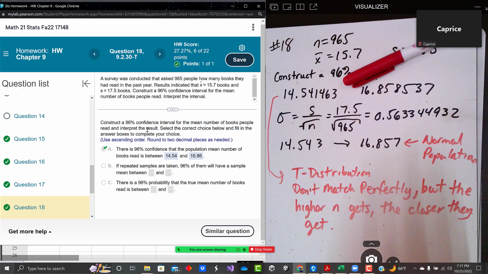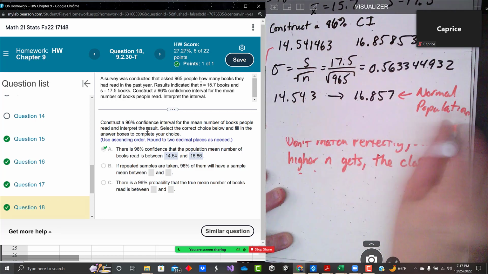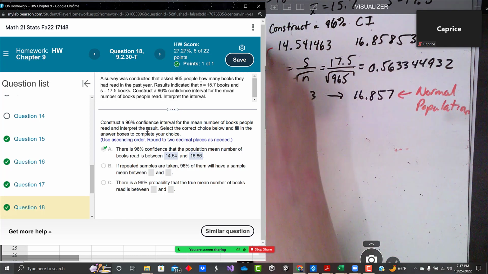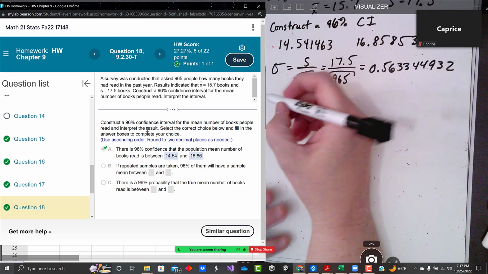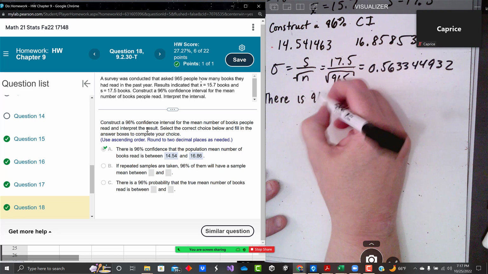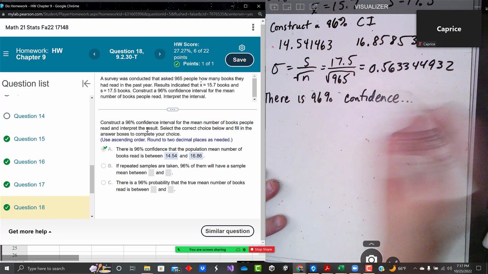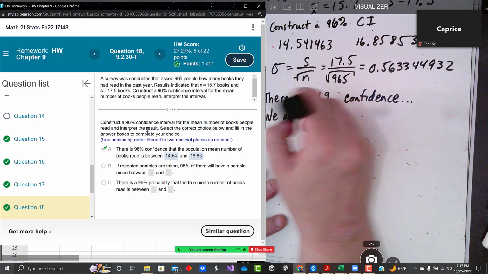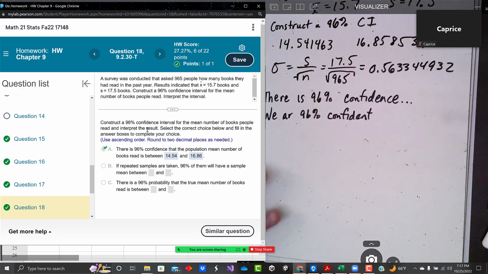So before I go on, it's important to note the way they put this sentence. Let me get rid of this part right here so I can write a little better. Those are the actual values that we had. So it says there is 96% confidence. Another way that sentences are commonly led is, we are 96% confident. Says kind of the same thing.